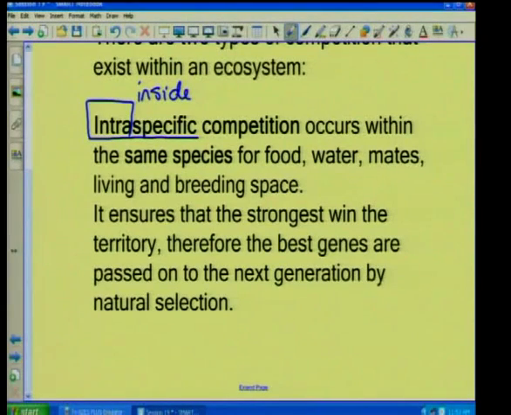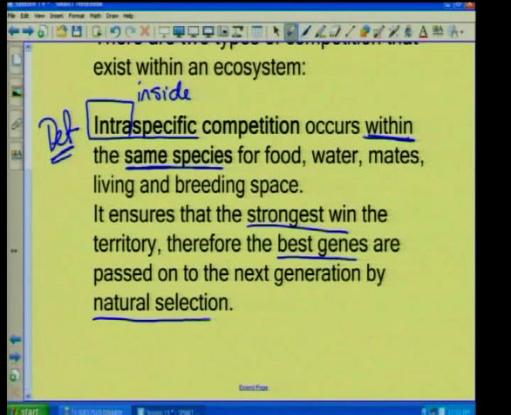So intraspecific competition occurs within the same species, and that will be for food, for water, for mates, for living and breeding space. Because remember, they need space to make their nests, etc., and also to just live. This here is your definition. And people, please make sure you know this definition. It ensures that the strongest win the territory, and therefore the best genes are passed on to the next generation by natural selection.